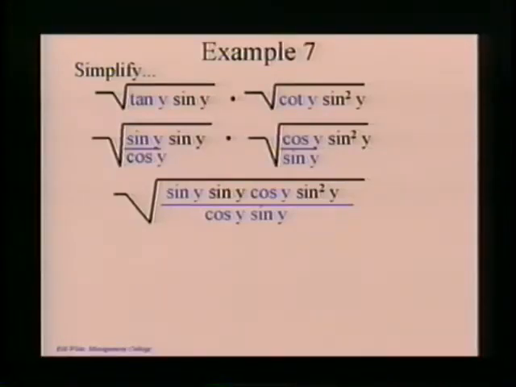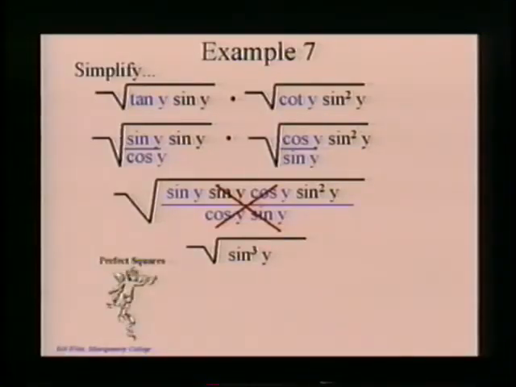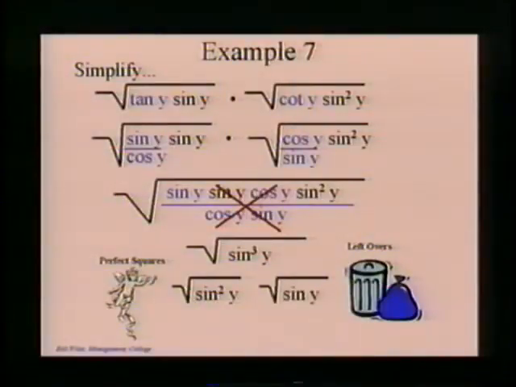Let's see. What can I cancel? Those go away. Those go away. And what am I left with here? I have a sine to the 1st and a sine to the 2nd. That makes sine to the 3rd power. And I'm going to break it up, just like I did in the previous slide, into good and evil. What's the largest perfect square that goes into sine to the 3rd? Sine to the 2nd. I know, it's easy. I know what the square root of that is. And what's left over from that? Well, let's see. The sine.